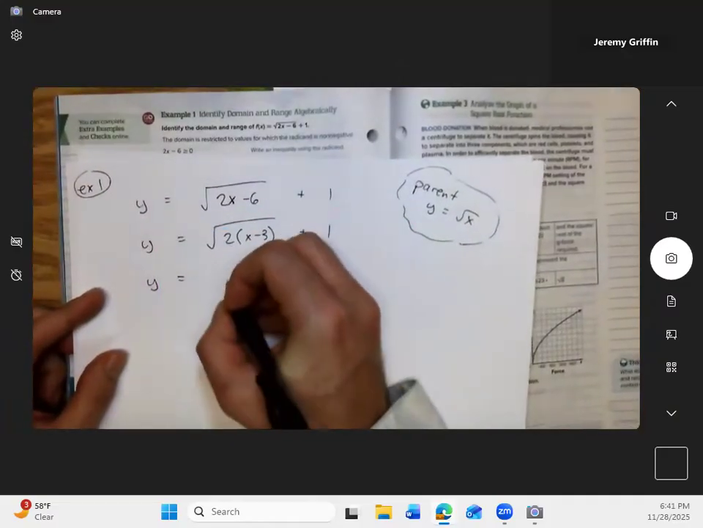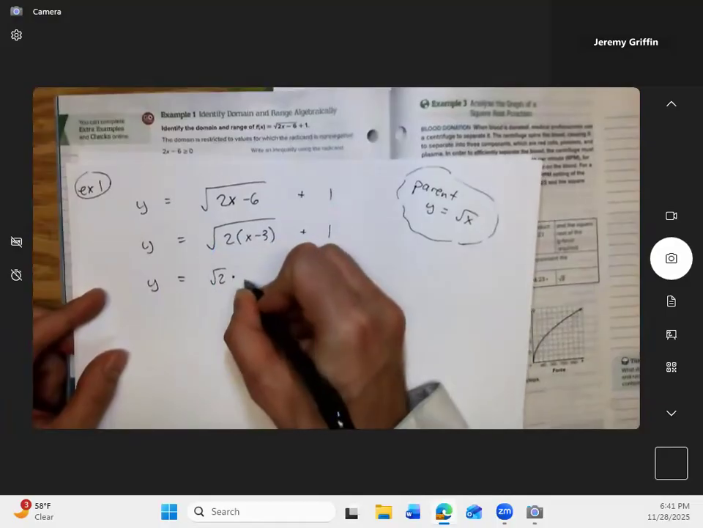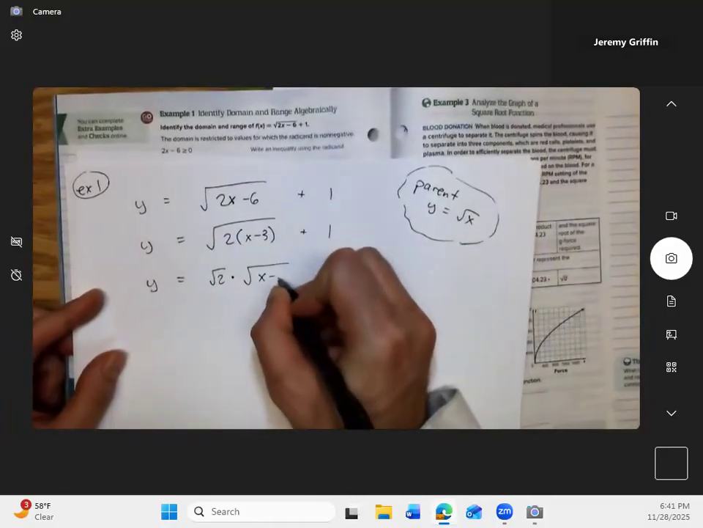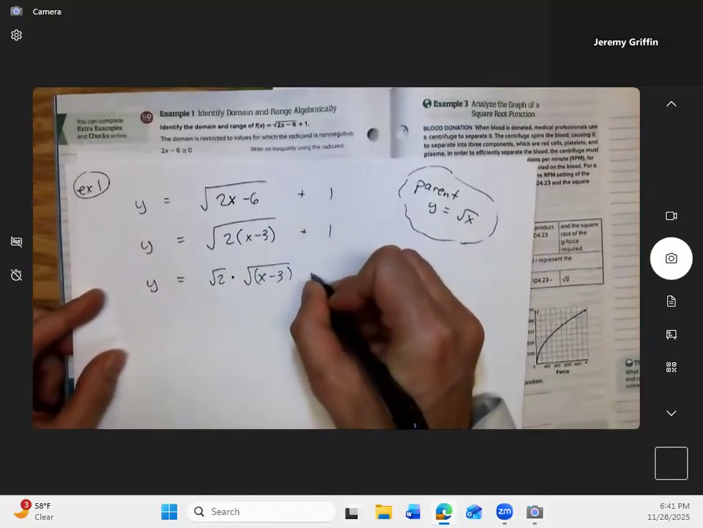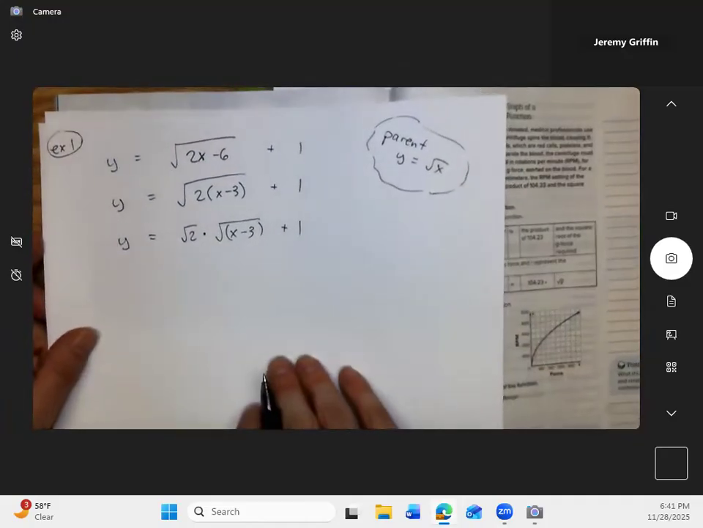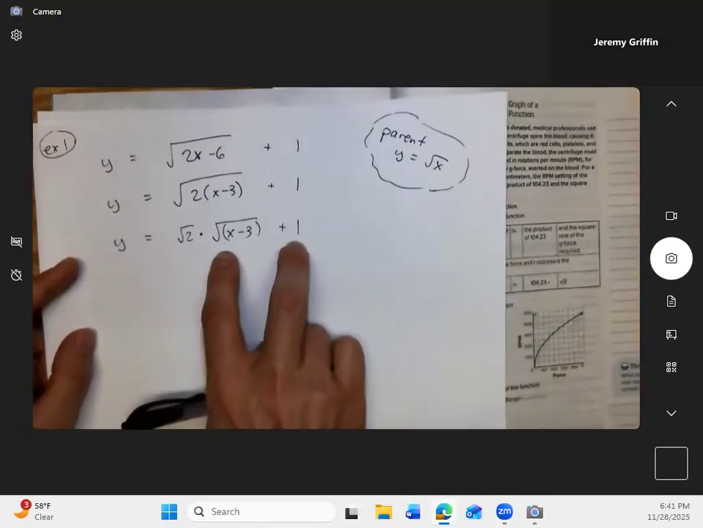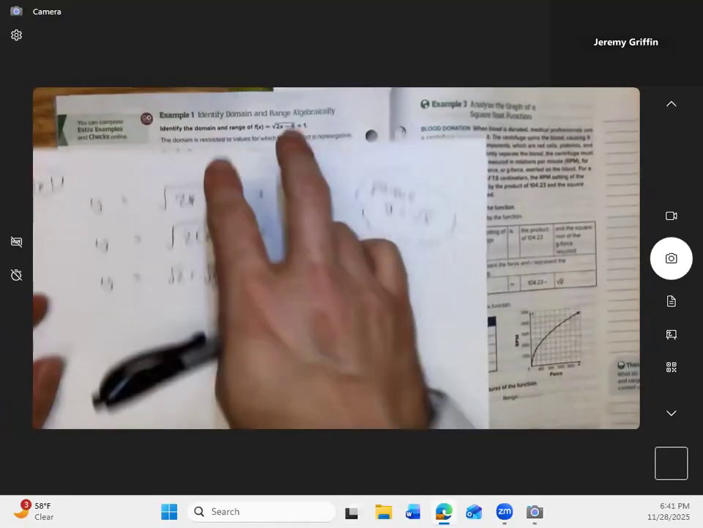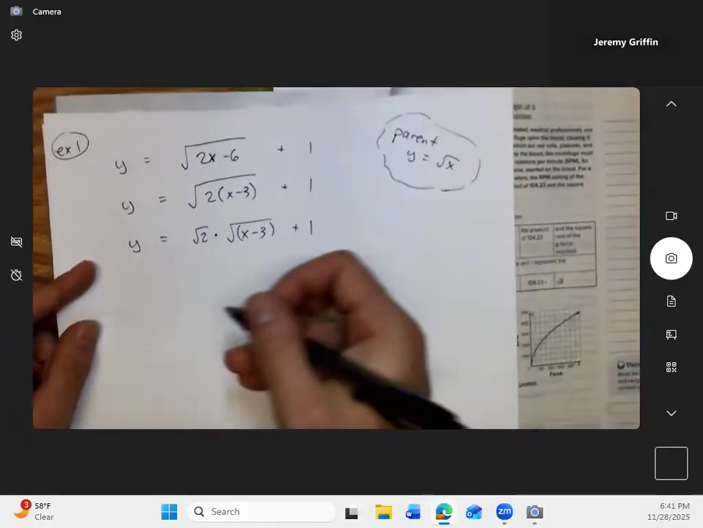You could take out this 2 as the square root of 2, and interpret that as a vertical stretch, which might actually be easier to work with. This would probably be the easiest form to work with. Anyway, they asked for a domain. Let's do it both ways. Let's answer the question first, domain, and then I'll throw this into Desmos and see what it looks like.